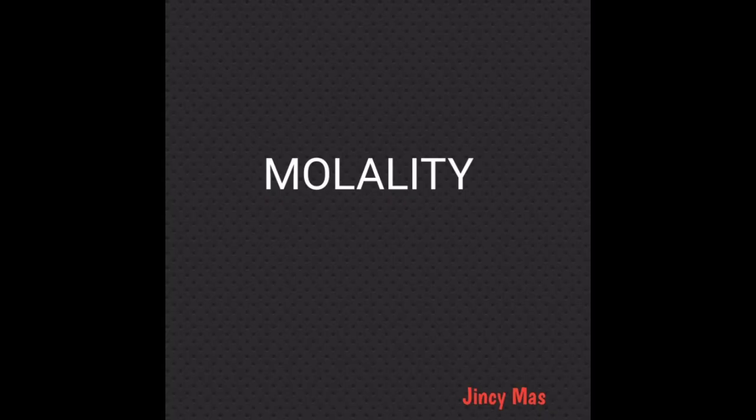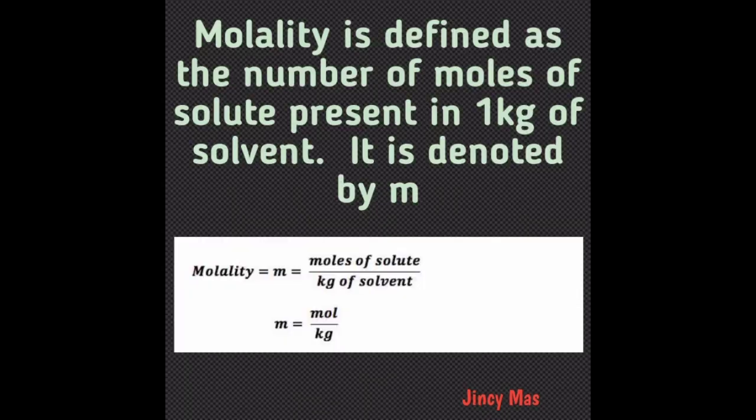So we shall move on with the next concentration term, that is molality. Molality is defined as the number of moles of solute present in 1 kilogram of solvent. It is denoted by small letter m. So you know the difference between molarity and molality. In molarity, it was in 1 liter, that is, the number of moles of solute present in 1 liter. Whereas in molality, it is the number of moles of solute present in 1 kilogram of solvent.